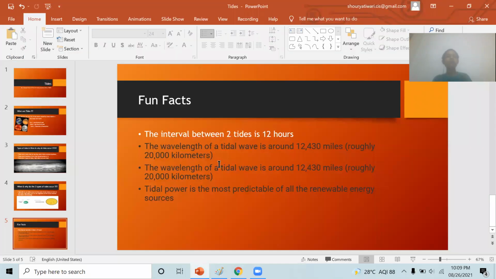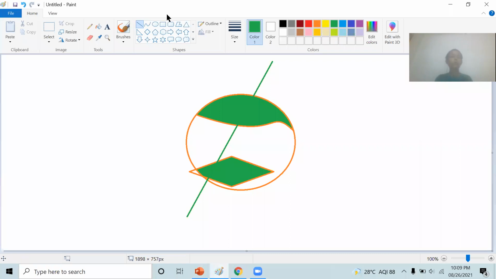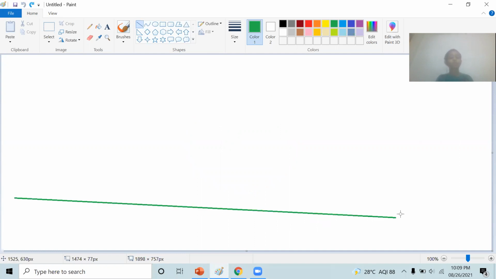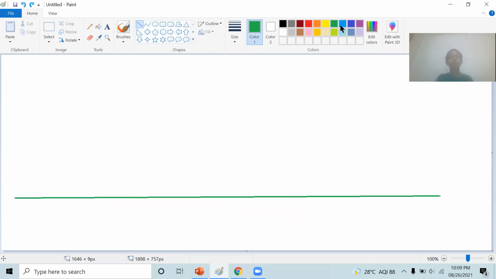Let's go back to the PPT. Now, the second fun fact was that the wavelength of a tidal wave is around 12,430 miles, roughly 20,000 kilometers. What do I mean by that? I mean, let's take another ocean example, and let's take it as a hollow tide. There you go.